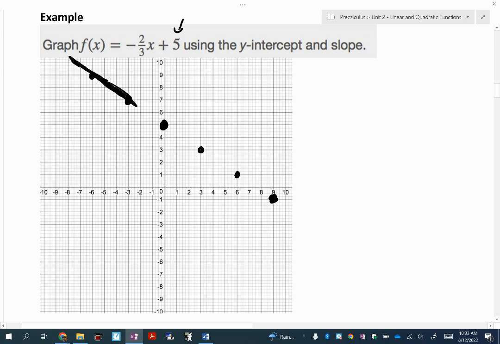Notice that both of these that I've done so far, the first two, both have negative slopes. So as we talked about in the last video, if you're thinking from left to right, it looks like it's going downhill.